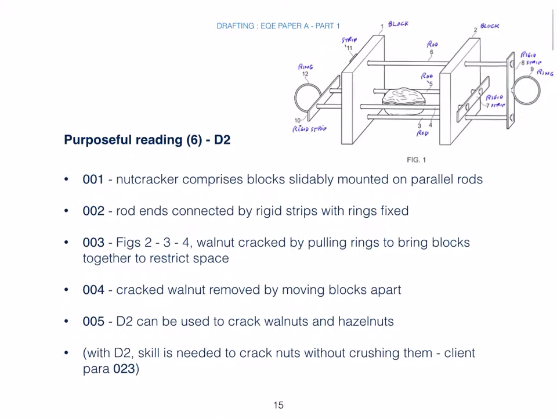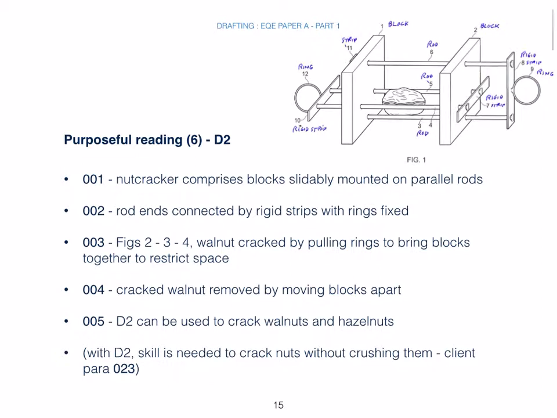The space is thereby restricted until the blocks 1 and 2 come into contact with the walnut, figure 3. The blocks 1 and 2 move further so that the space is further restricted and the walnut is cracked by the blocks, figure 4. So that's all very complicated, but we understood it by looking at the drawings, and I've noted down walnut cracked by pulling rings to bring blocks together to restrict space.